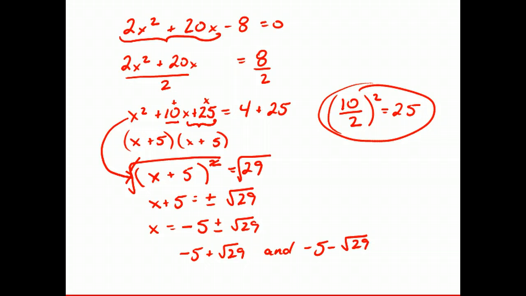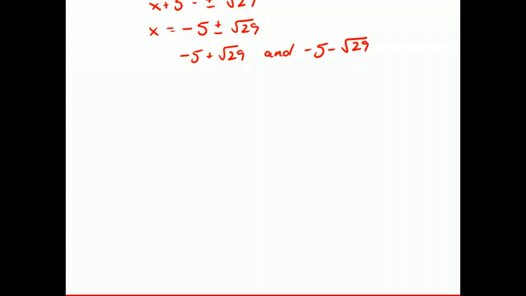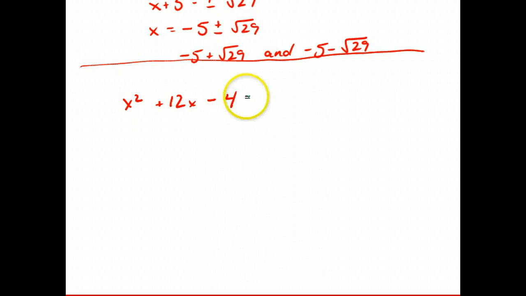Okay, let's finish off with one last example here. Let's go with another example. We'll say x squared plus 12x minus 4 is equal to 0. Okay, so this one, I know I can't factor it. There's no numbers that multiply to 4 and add to 12. So I want to choose a different method. So I'm going to use completing the square here. So let's put up here, solve for x.